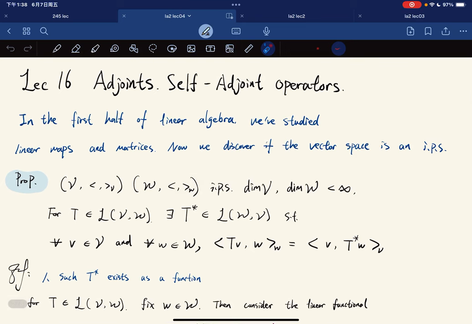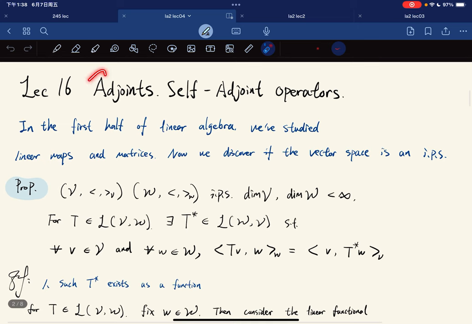All right, this lecture will be about adjoints of linear maps and self-adjoint operators. In the first half of linear algebra, there are two parts. The first part is studying the linear maps between vector spaces, and the other half is about matrix calculations. There is some connection between them.